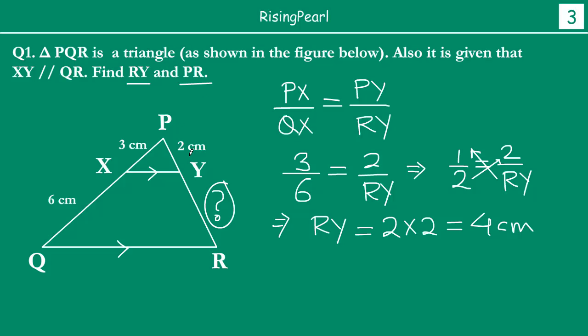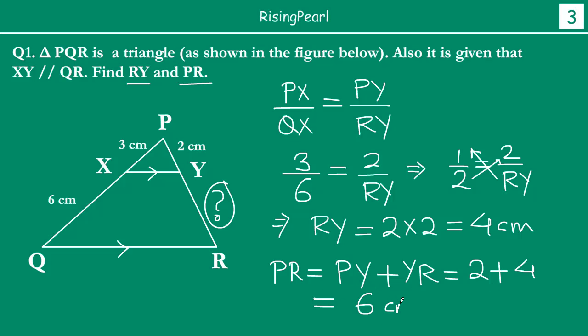Now what is PR? PR is nothing but PY plus YR. So PY is given as 2 centimeter plus RY or YR we have just found to be 4 centimeters. So this length together is 6 centimeter.